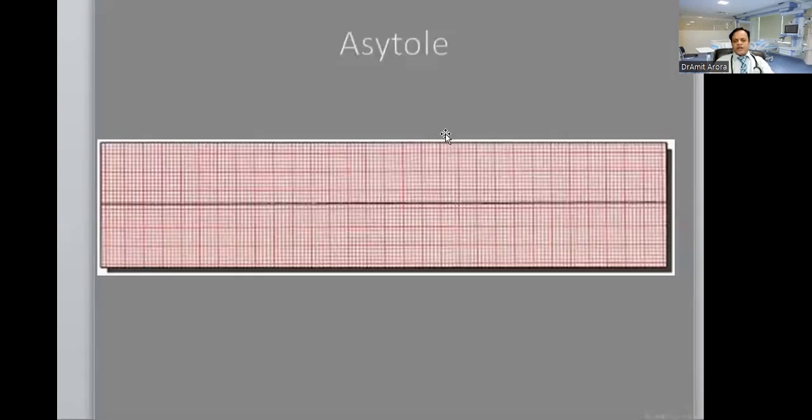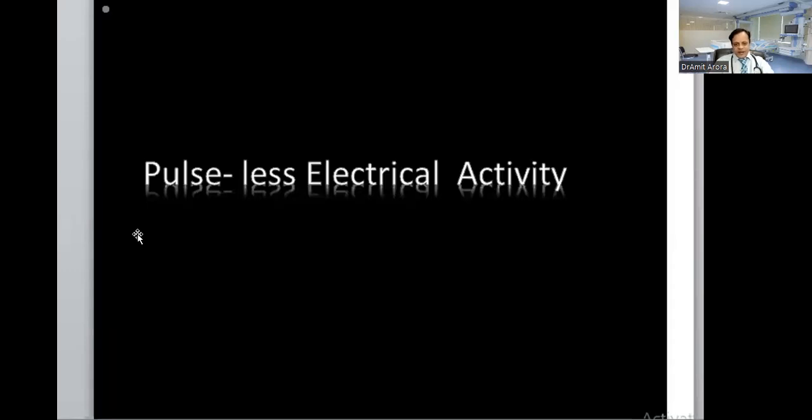And asystole, everybody knows, is a flat line. But don't make the mistake: sometimes a lead gets detached, so don't get confused with that and think the patient has gone into ventricular tachycardia. This usually happens. So the next thing is pulseless electrical activity.